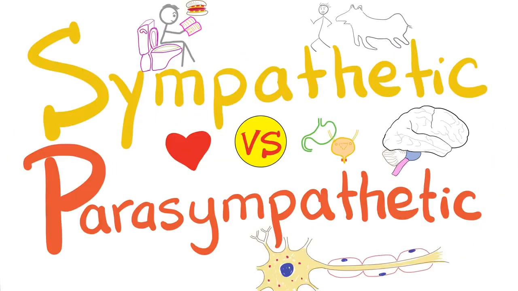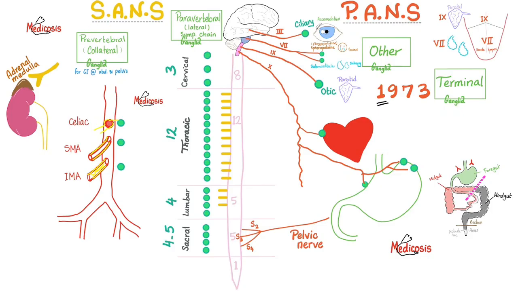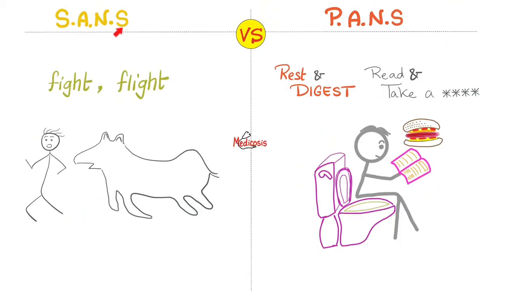Sympathetic versus parasympathetic. Here we have the sympathetic autonomic nervous system, and on the other side, parasympathetic autonomic nervous system. The sympathetic is fight-flight, parasympathetic rest and digest, sympathetic thoracolumbar, but parasympathetic craniosacral. Sympathetic is fight-flight when you're running from a tiger, but parasympathetic is rest and digest, eat, read, and take a dump. It's not just a dump, it's urination and defecation. It's time you relax your sphincters.